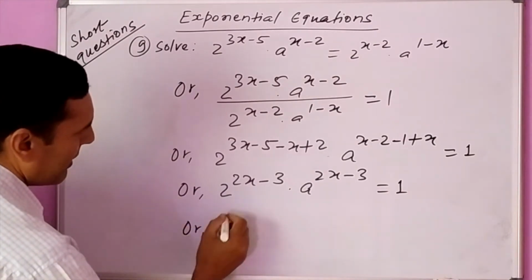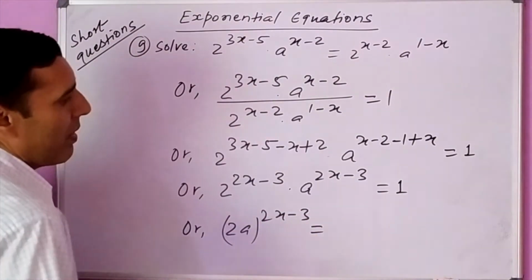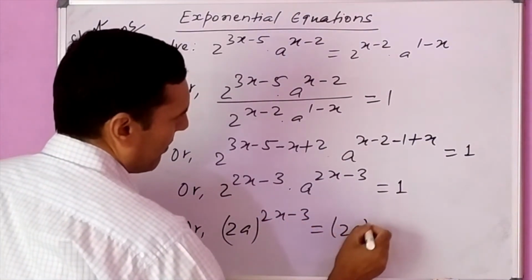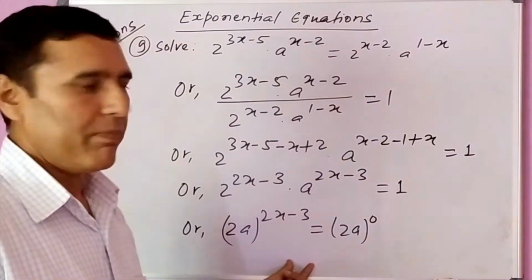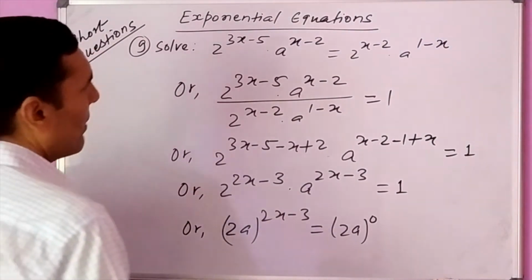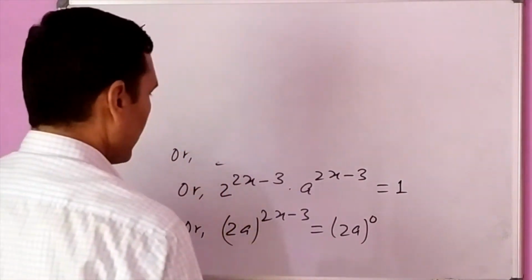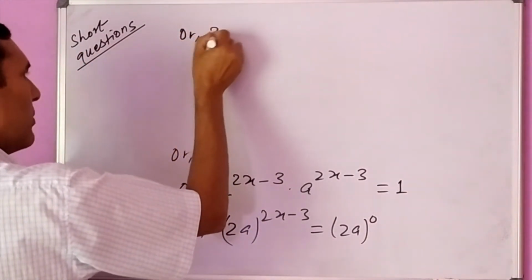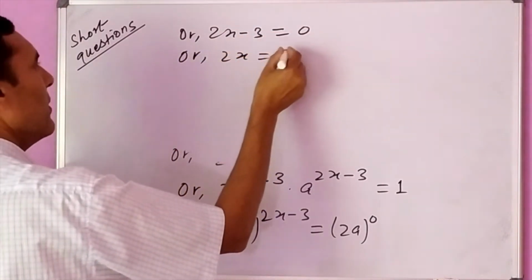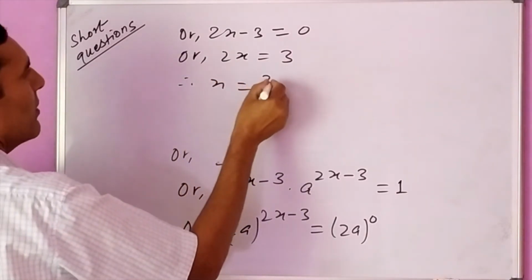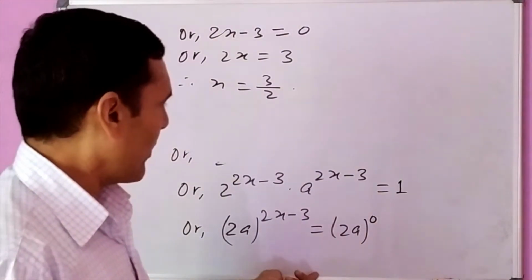So just like this, this can be written as 2a to the power 2x minus 3 is equal to 2a to the power 0. In this way, we get the same base here, 2a. Now equating the exponents, 2x minus 3 is equal to 0, or 2x is equal to 3, therefore x is equal to 3 upon 2.